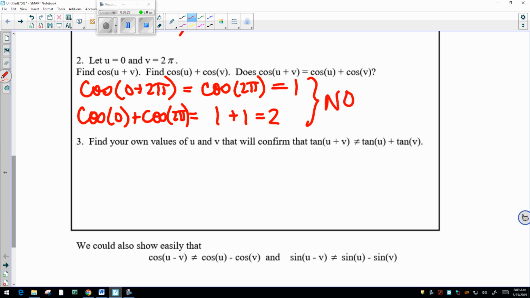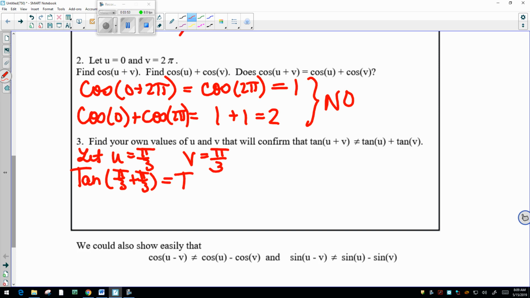Okay, so what about tangent? We're going to just make some values up to confirm this. And this would work for anything. Why don't we just say, we'll just keep it easy. I'm going to say let u equal pi over 3, and v is going to equal pi over 3. Okay, you could pick different numbers. You're going to get the same results no matter what you do. So if we do tangent of pi over 3 plus pi over 3, okay, so that gets you 2 pi over 3 when we add it.